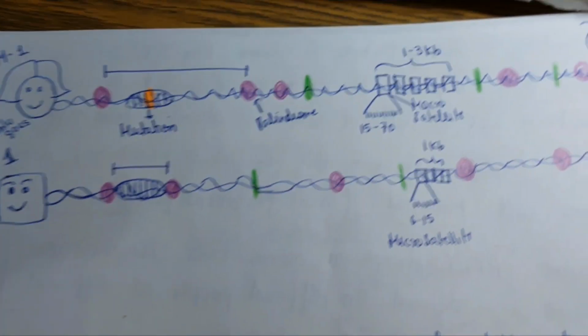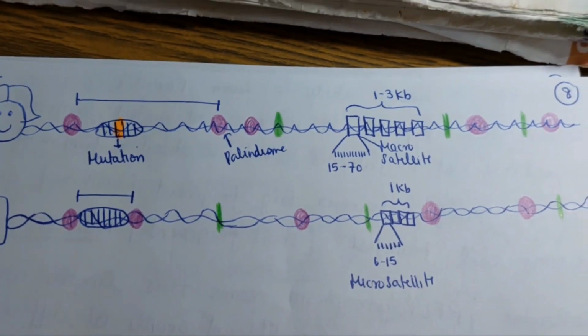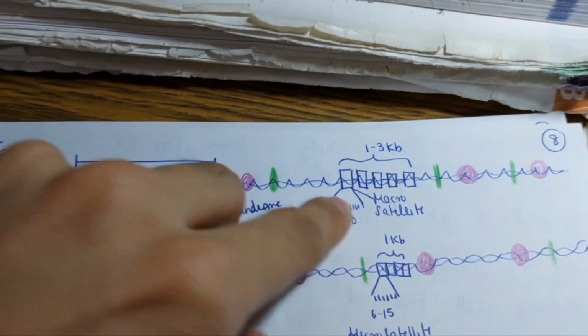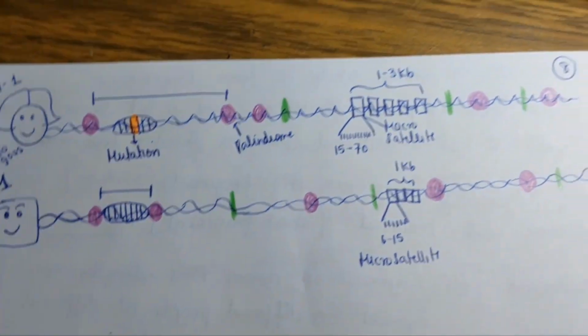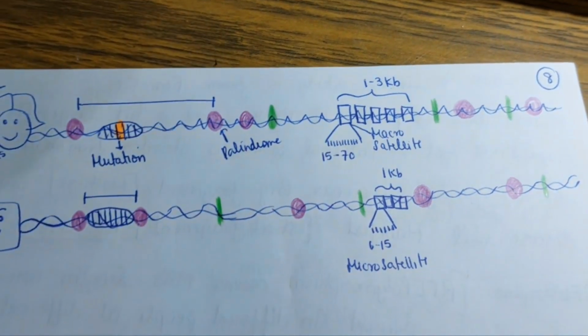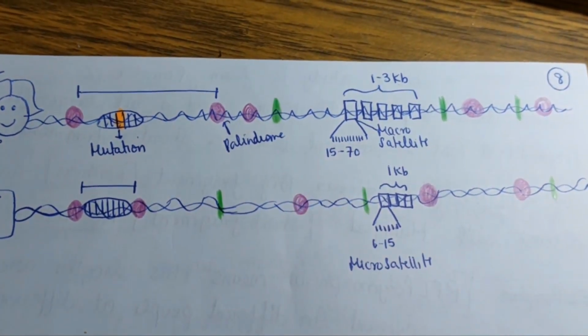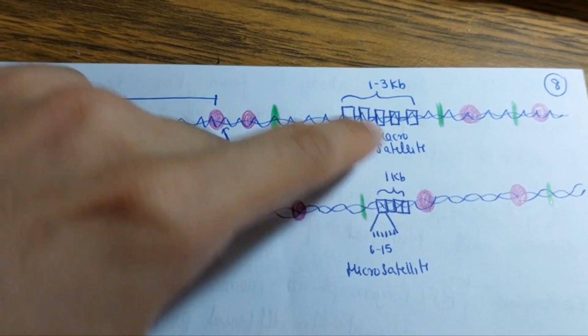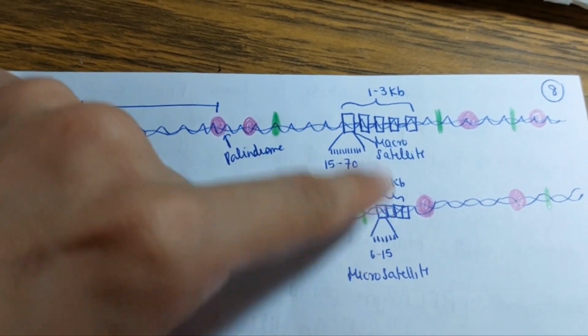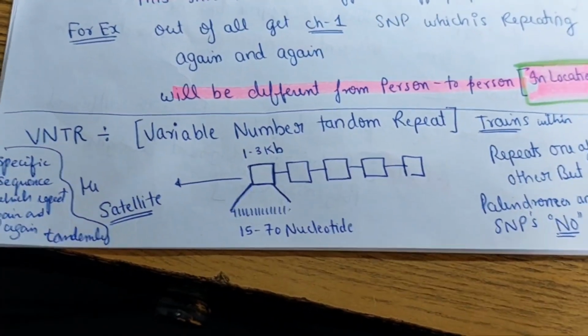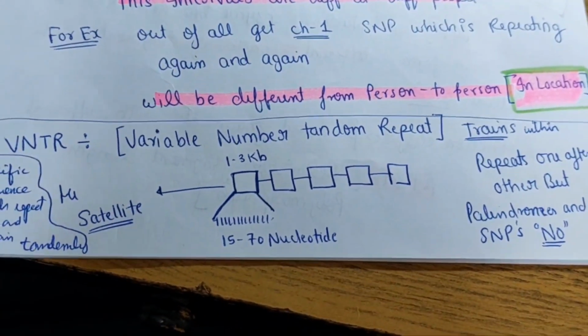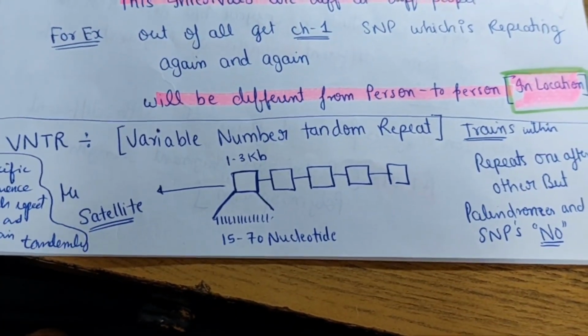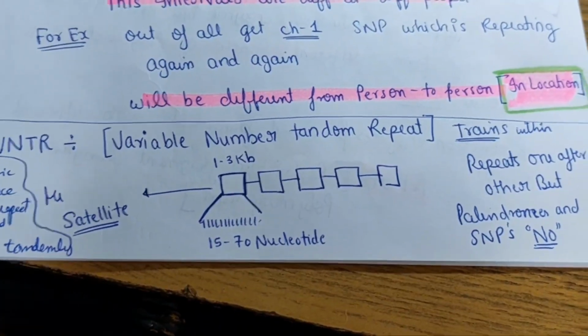The third type of genetic marker which we are going to see is located over here, and it is called VNTR, that is variable number of tandem repeats. Here also we can see these are two types of variable number of tandem repeats, or VNTR. So VNTR is basically a specific sequence which repeats again and again tandemly. So tandem means one after the other.